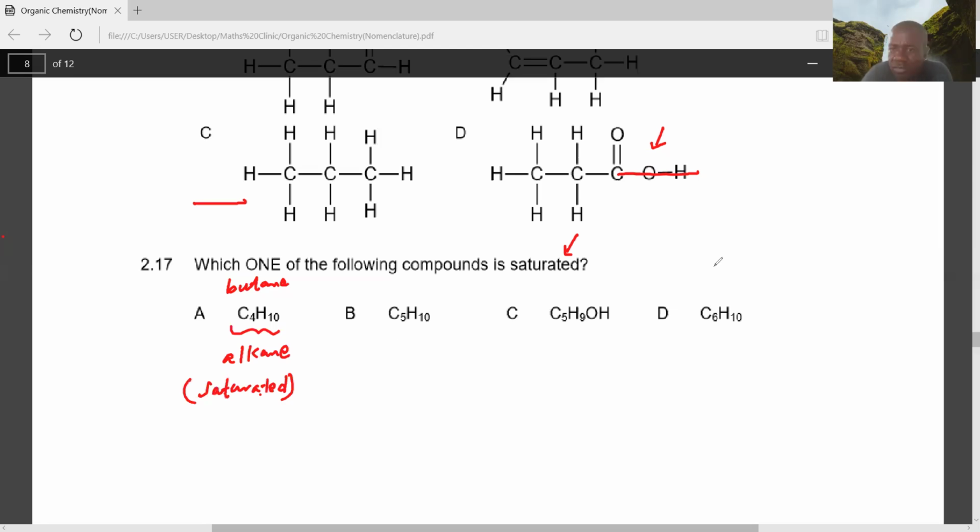Let's look at this. C5H10. If we're using CnH2n+2, with C5 we put 5 here. 5 times 2 is 10, 10 plus 2 is 12. Obviously, this will be an alkene, because it's CnH2n. When we put 5 here, 5 times 2 is 10. It's an alkene, so it's unsaturated.